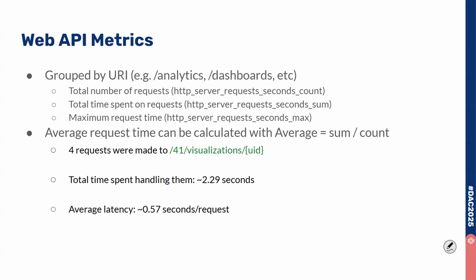So yeah, I mentioned this, the web API metrics, they're grouped by URI. So for instance, analytics, tracked entity, data value sets. You get the total number of requests, you get the total time spent on the requests, and you get the maximum time of each request. And from that, you can also calculate the average, basically. By taking the sum and the count, you can divide those using a tool like Grafana, and this will give you the average time per URI.